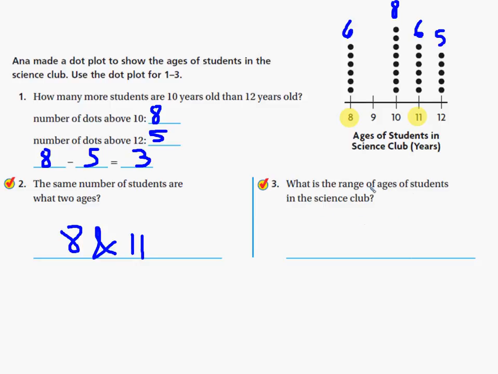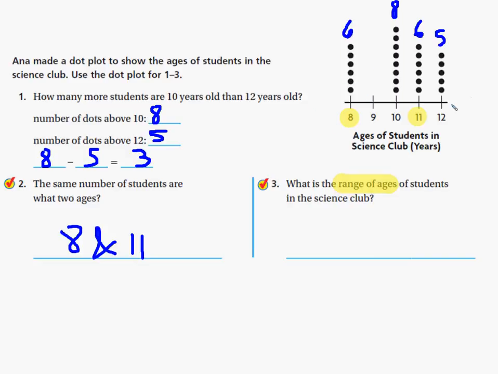What is the range of ages of students in the science club? Now, the range is going to be the biggest age minus the smallest age. If you forget what range is, look at the context of this question. It's asking for the range of ages. So that means I'm doing something with the ages, not the number of people in each age.